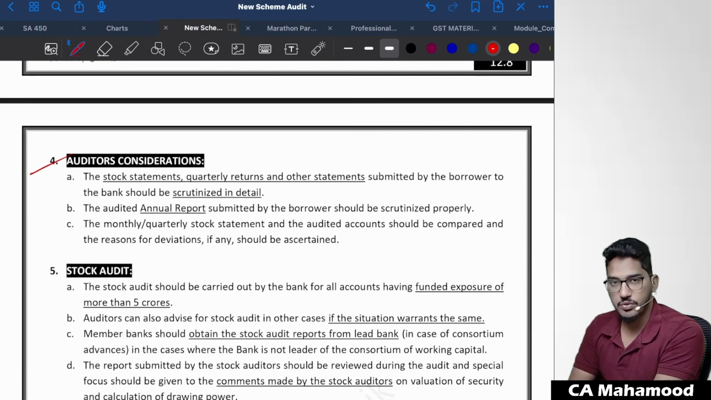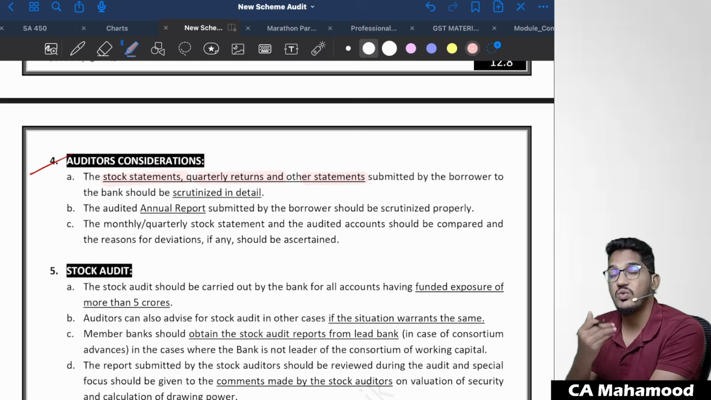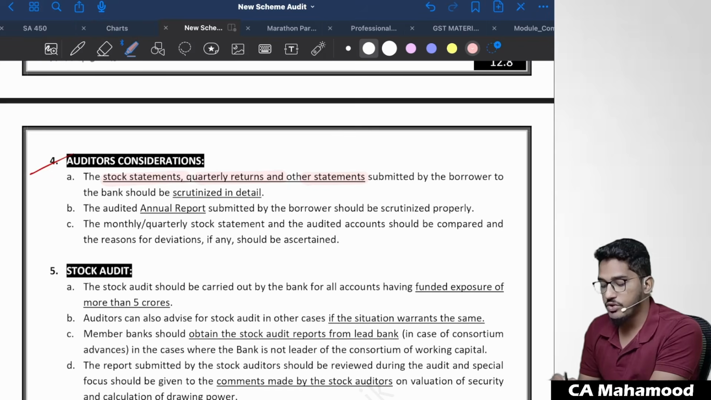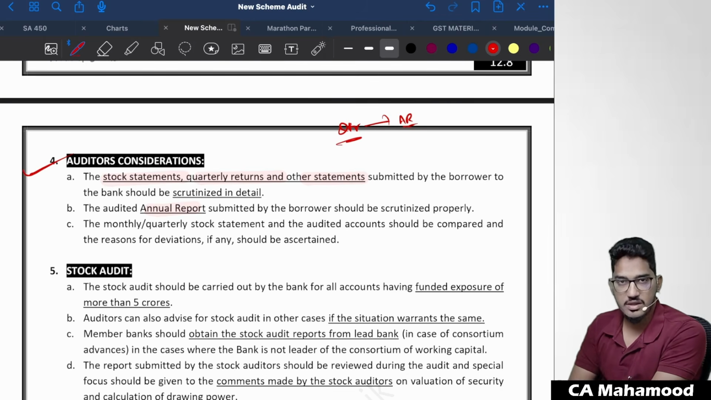Next, what should the auditor do? The auditor should verify all the stock statements, quarterly returns and other statements on the basis of which working capital has been given. He has to verify all the supporting documents against which the loan has been given. He should also verify the client's annual report, and check whether the quarterly stock statements submitted by the client match with the annual report or not. So these are the auditor's considerations.